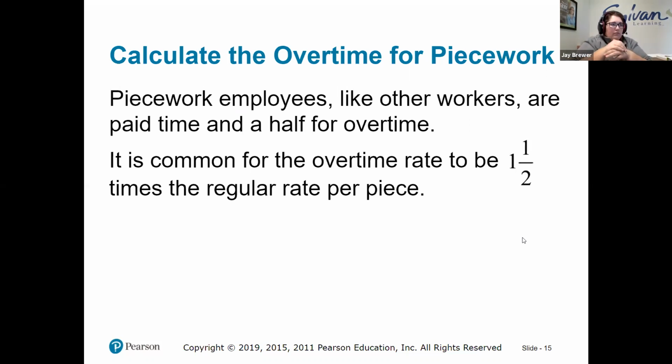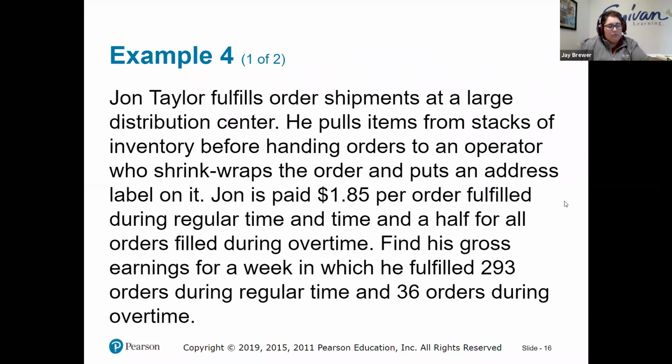Calculating the overtime for piecework. Piecework employees, like other workers, are paid time and a half for overtime. It is common for the overtime rate to be 1.5 times the regular rate per piece. So, just like when you have a regular hourly job and you get paid time and a half if you work over 8 hours or over 40 hours in a week, and you are getting paid per unit, then any overtime you do has an overtime unit rate.